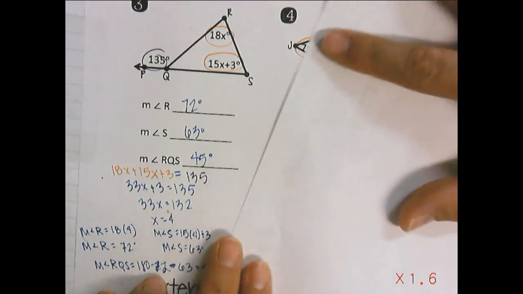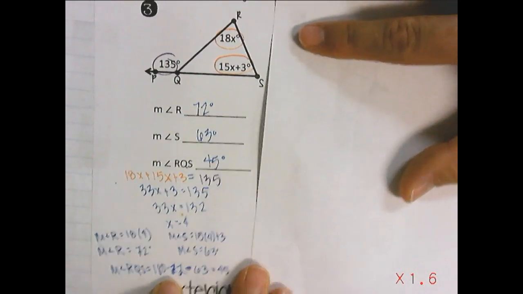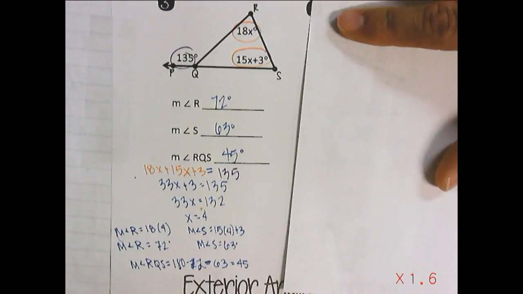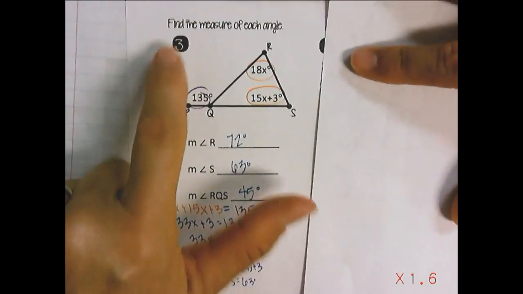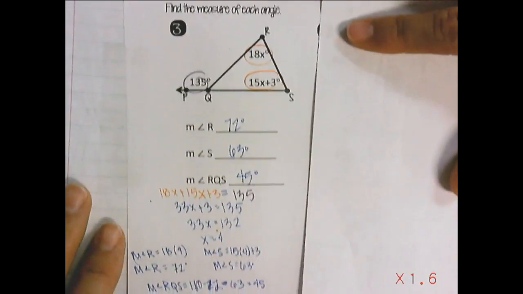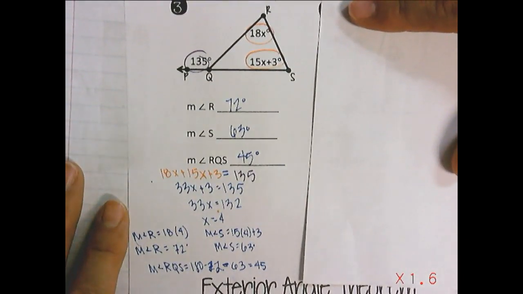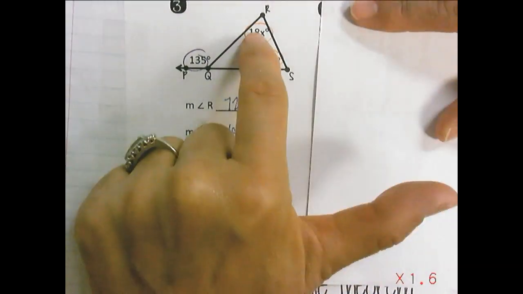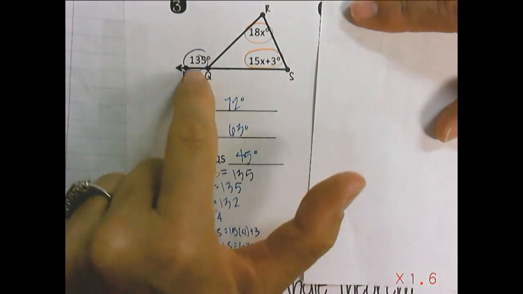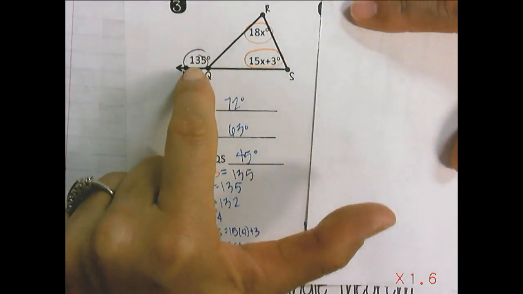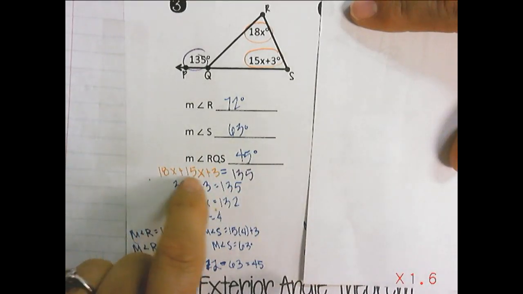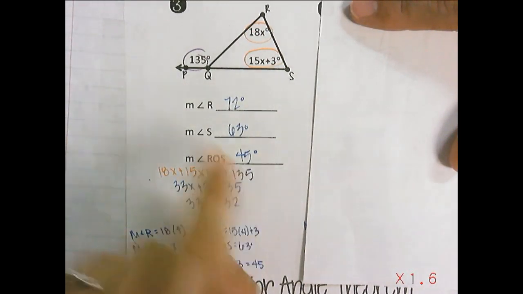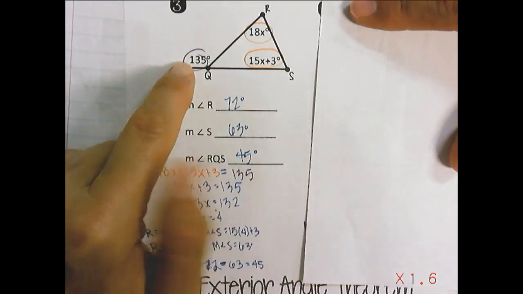Get this paper situated. All right, here we go. Number three. Running out of room here. Okay, so again, it says find the measure of each angle. All right, well, first I'm going to start by knowing that if I add my two remote interior angles, they will always equal my exterior angle. So I'm going to take 18x plus 15x plus 3, these two angles, and set them equal to 135 because that's what my exterior angle was.